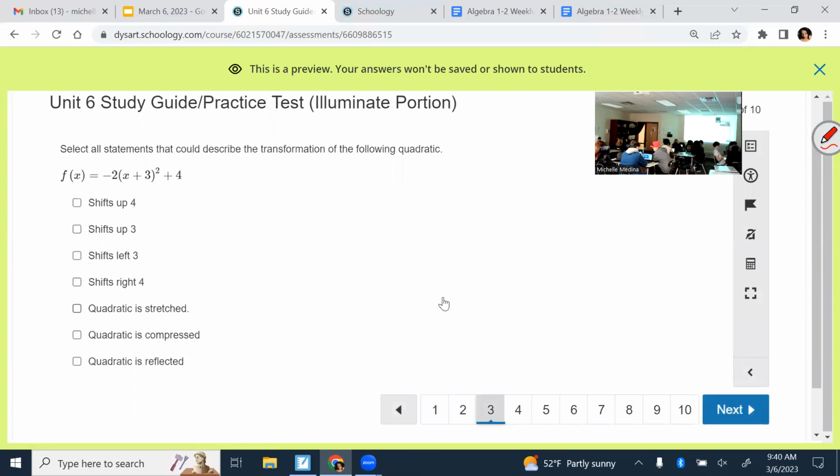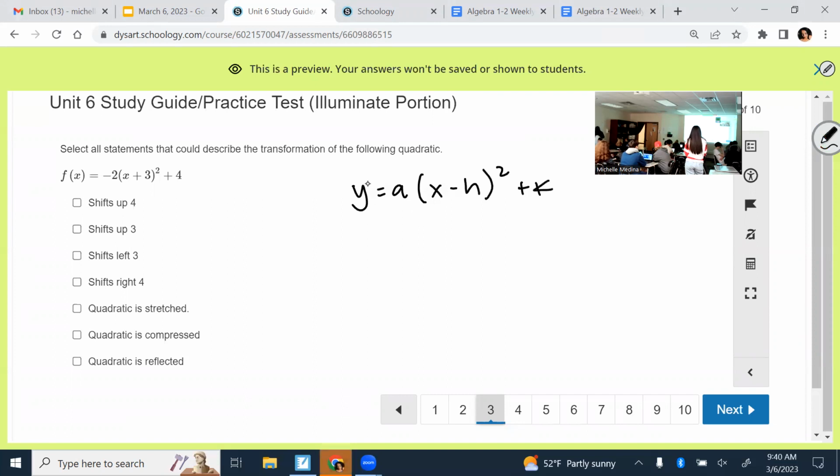All right, so number 3, more transformations of the vertex form. So I told you vertex form would come up like at least 3 times on your test. So select all the statements that could describe the transformation of the following quadratic. So let's see. Vertex form was this. Let me copy it over again.